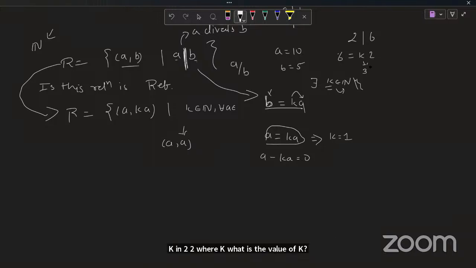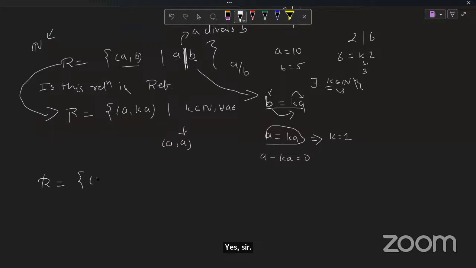3 is a 6 now. That is why I can say 2 divides 6, or 6 is divisible by 2. Understood? It means that B can be represented in the form of K times A. Now further I can modify this R like this.